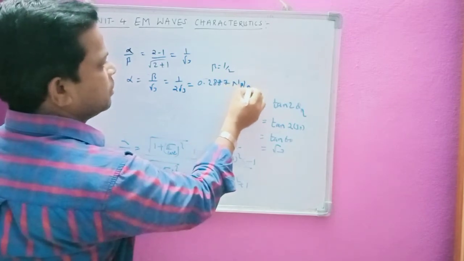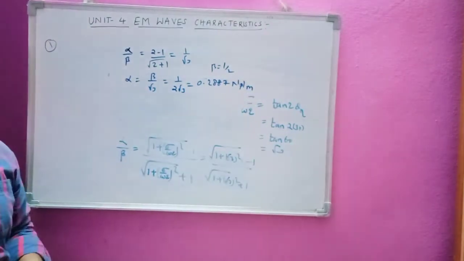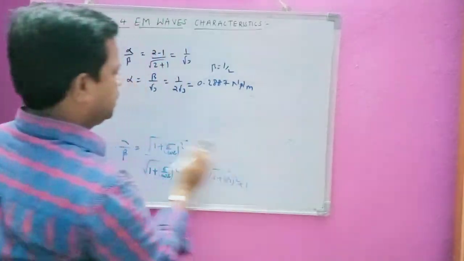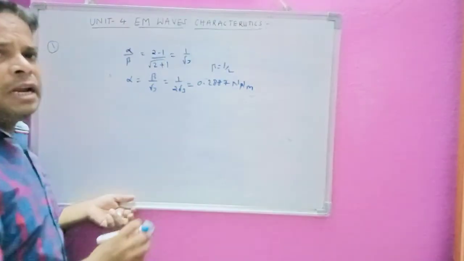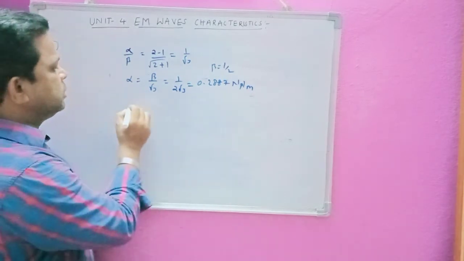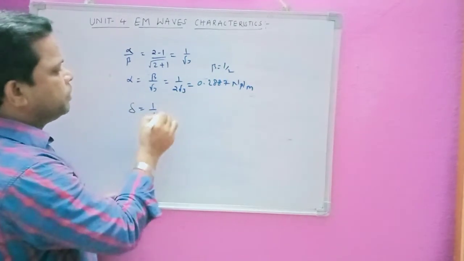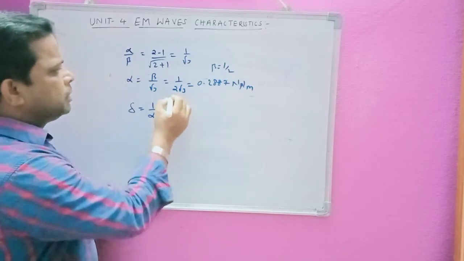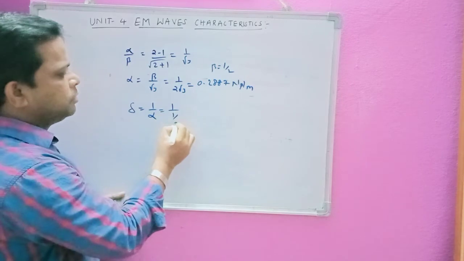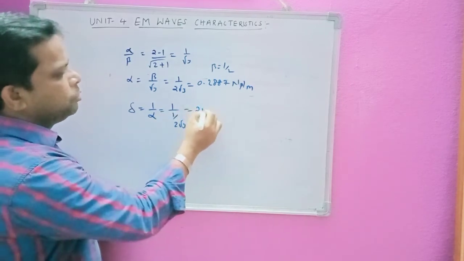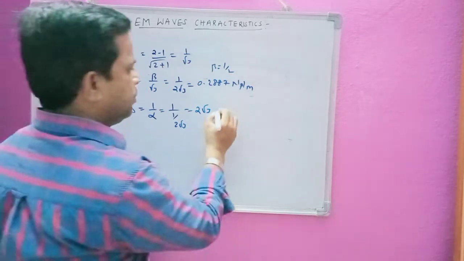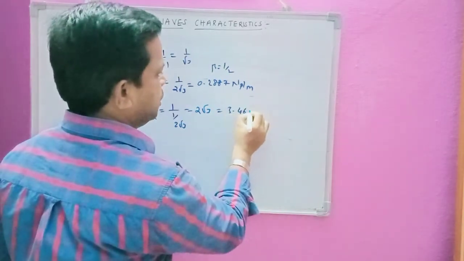Nepers per meter. So this is the value of alpha here. Similarly, I can calculate the value of delta easily. Why? Because it is the reciprocal of that alpha value. That is, delta is equal to 1 by alpha. That is, it is a depth in meters. That is 1 by this value, that is 1 by 2 root 3. It will turn out to be 3.46 meters.